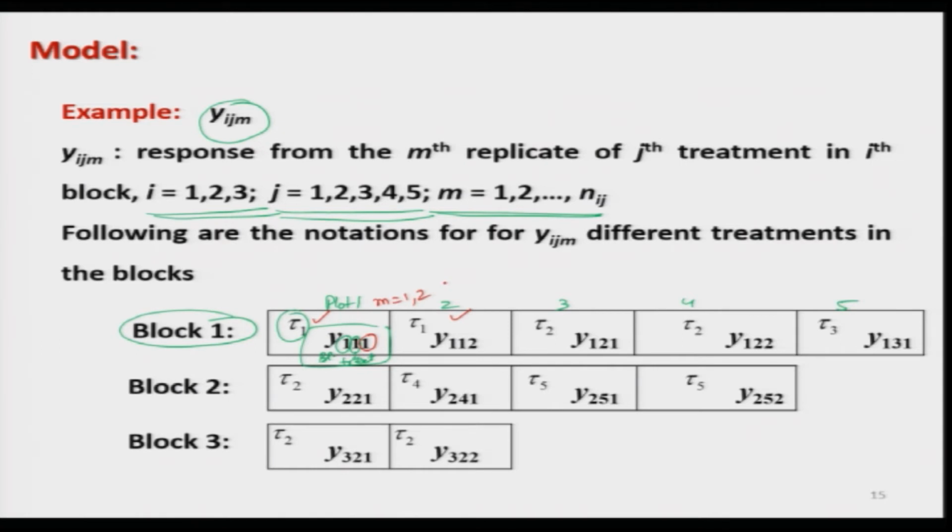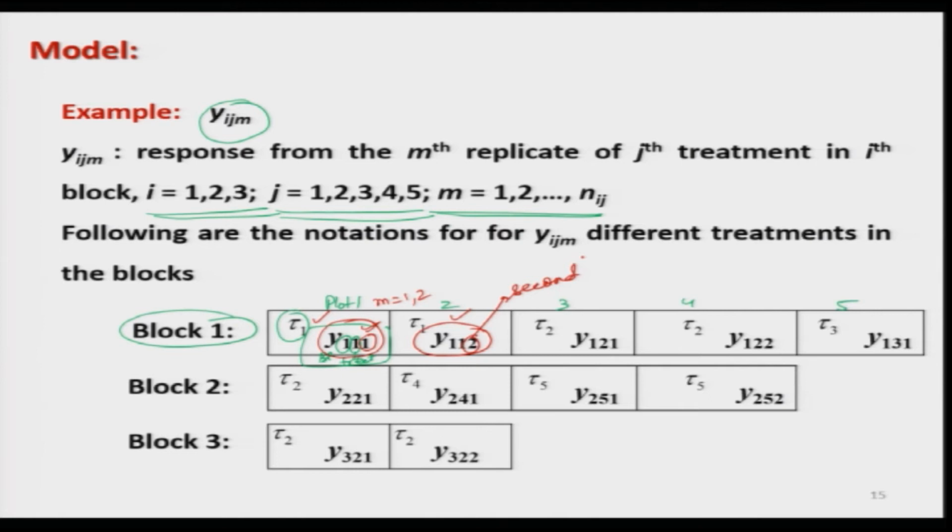So, in this case m is going from 1 to 2, right. That means this first one, Y111, is indicating the first replicate of treatment 1 in block number 1, and this Y112 is indicating the second replicate, that means the second observation obtained by giving treatment number 1 in block number 1, right.